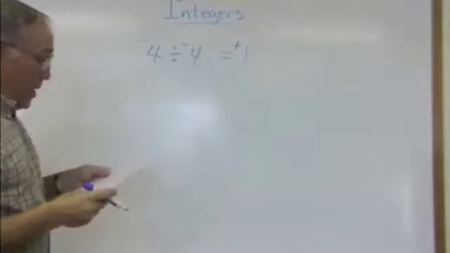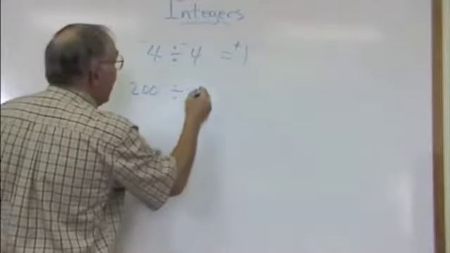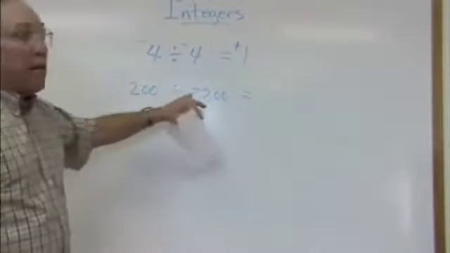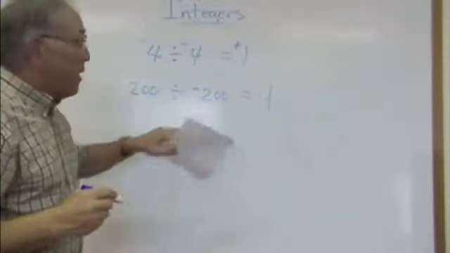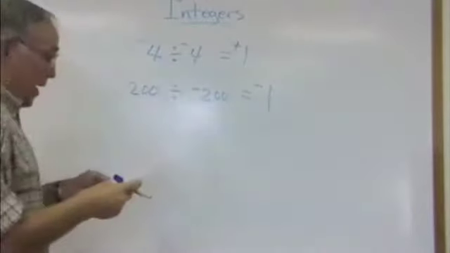It could be larger numbers. It could be 200 divided by negative 200. We're still dividing 200 by 200. The answer is still 1. And since we've got one negative sign, one bad apple, the answer is going to be negative.